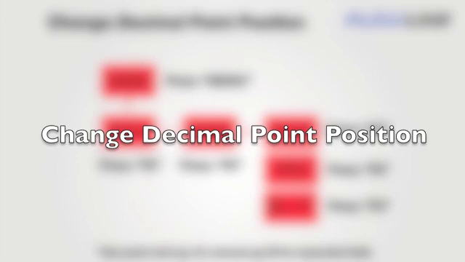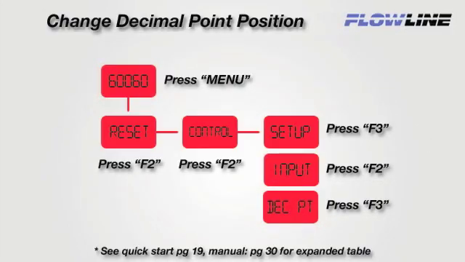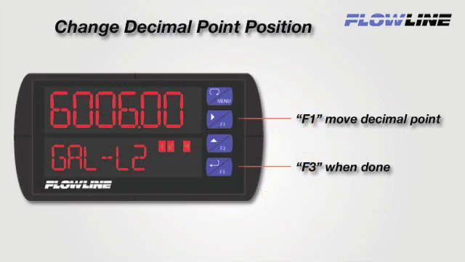We are now going to go over how to change the value of the decimal point in the display. This should be done first before any other settings are configured. To do this, we will follow this diagram to navigate to DECPT. We will use the F1 and F3 buttons to configure the decimal point.